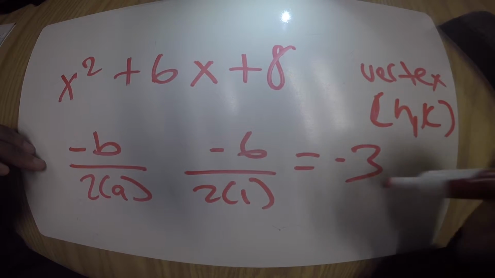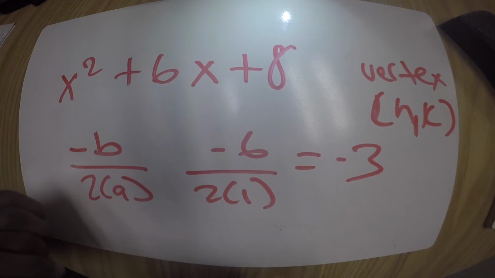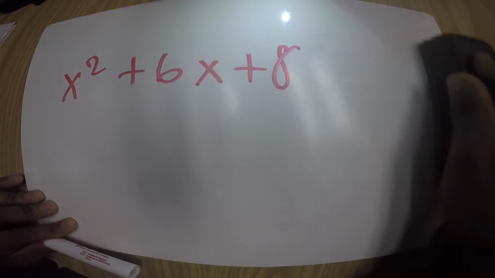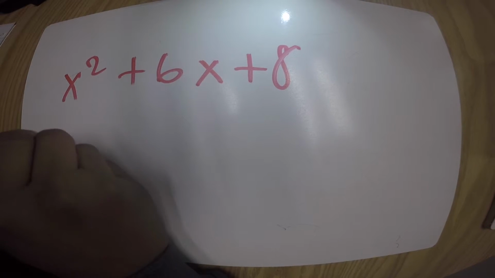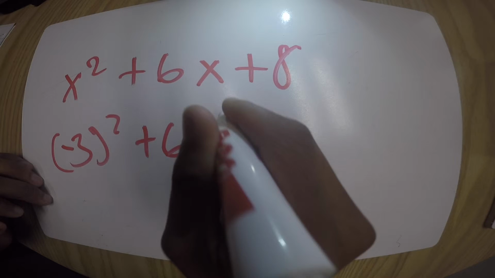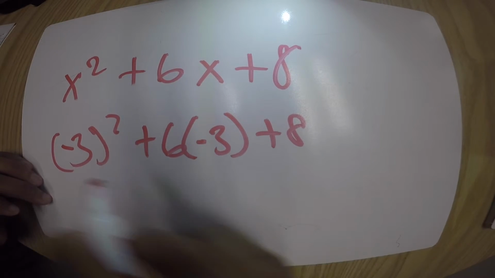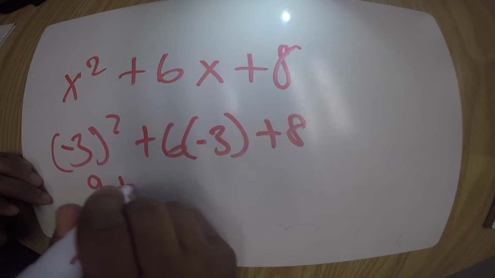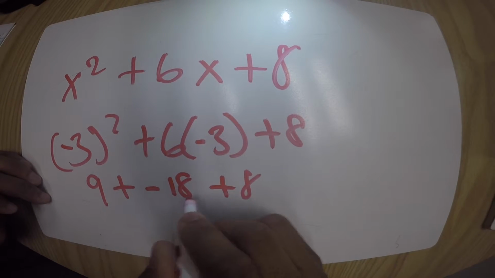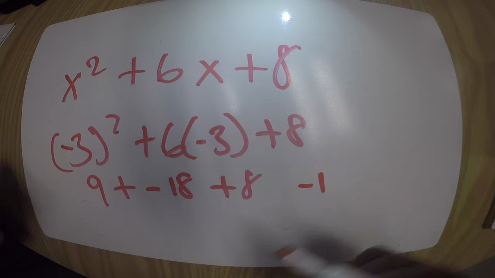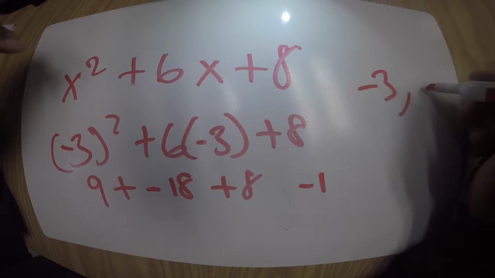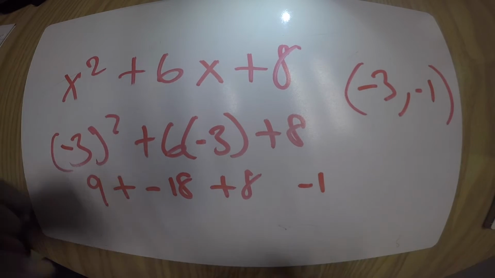To find k, substitute negative 3 into the equation for x. Okay, so that would be negative 3 squared, right? Plus 6 times negative 3, plus 8. Negative 3 squared is 9, plus negative 18, plus 8. Negative 9 plus 8 gives you a negative 1. Remember, the h was negative 3. We just found k. So it's (negative 3, negative 1).